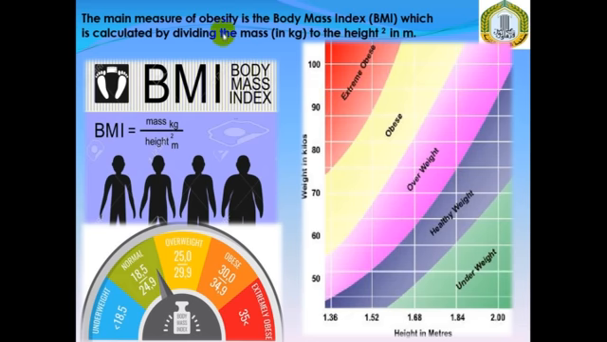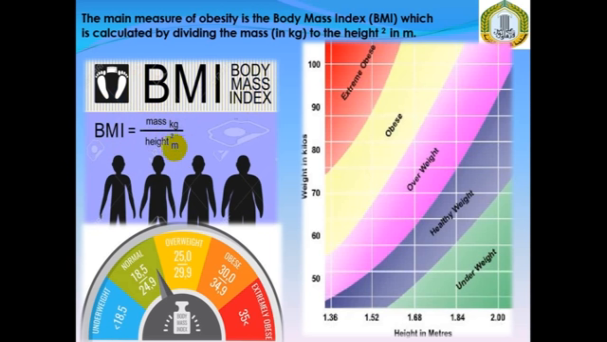The main measure of obesity is the body mass index, the BMI, which is calculated by dividing the mass of the body in kilograms by the height to the power 2 in meters. So, you can find your BMI, the body mass index, by dividing your mass in kilograms, or the individual's mass in kilograms, by the height of the individual to the power 2, and this height must be in meters.